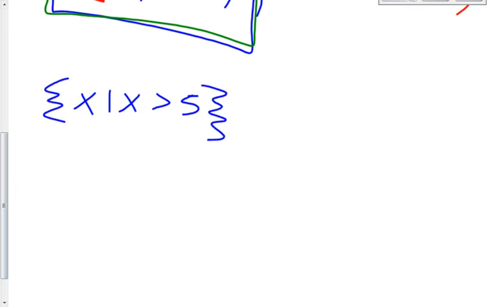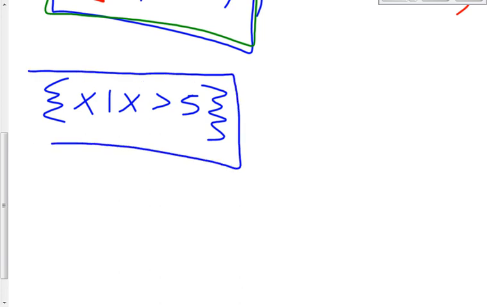And you might laugh at me, but those are my brackets. So x such that x is greater than 5. That's what I want you to write for number 6 for our set notation. This is once again set notation.